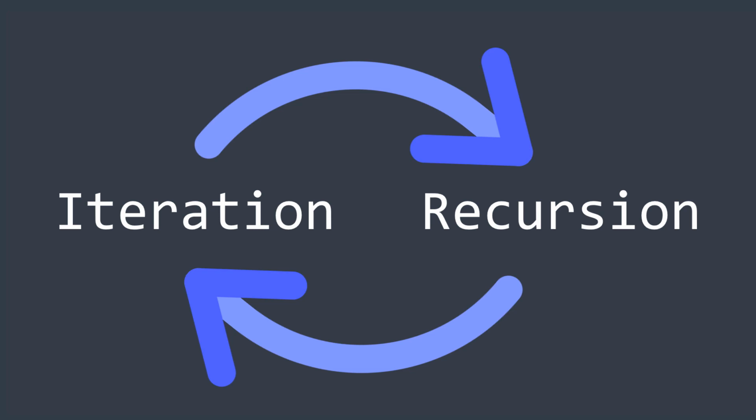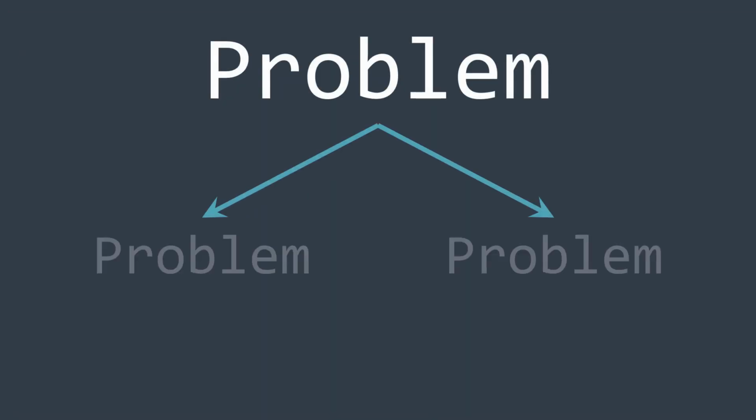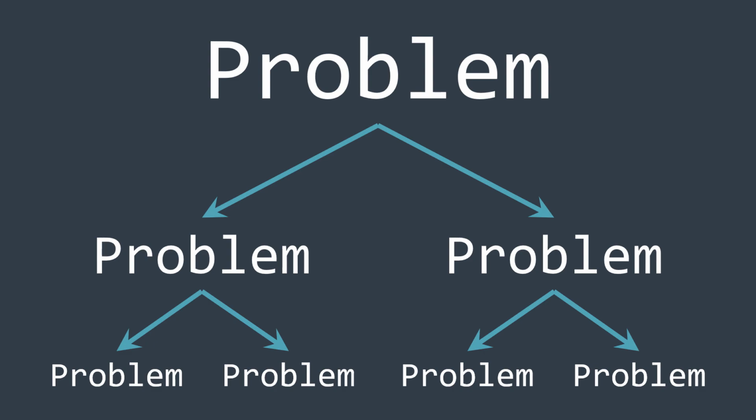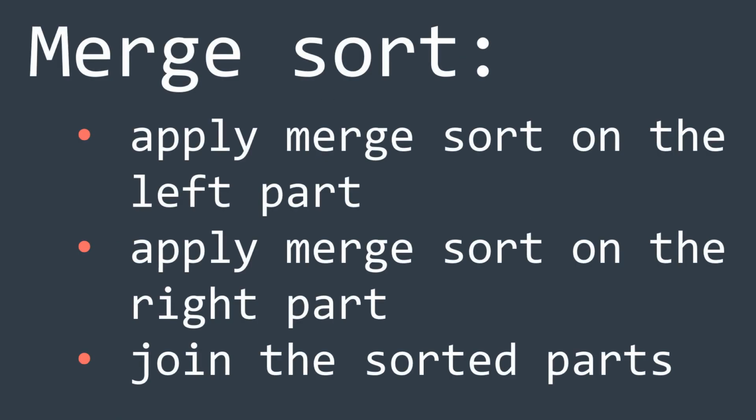Recursion is usually a better choice in situations where the problem can be divided into smaller instances of the same problem. For example, to sort an array by using merge sort, we merge sort the left part, we merge sort the right part, and we join the sorted arrays. So here we divided the merge sort problem into two instances of the same problem, applying merge sort on the left part and on the right part. We can implement this process iteratively, and I'll show you how to do so in the next video, but you can see that it's more intuitive to use recursion here.